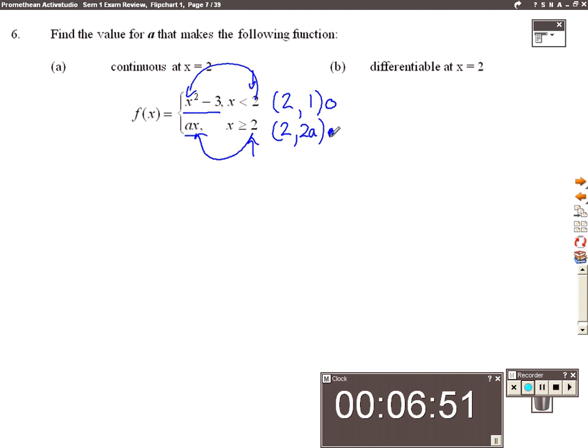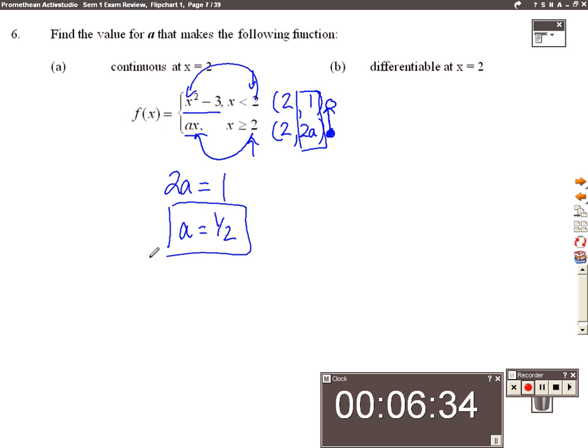That's a closed circle. Now, in order to make this function be continuous, I need for this solid to fill up the hole, which means that they have to have the same y value. So 2a must equal 1. Therefore, in order for this function to be continuous, a must be equal to 1.